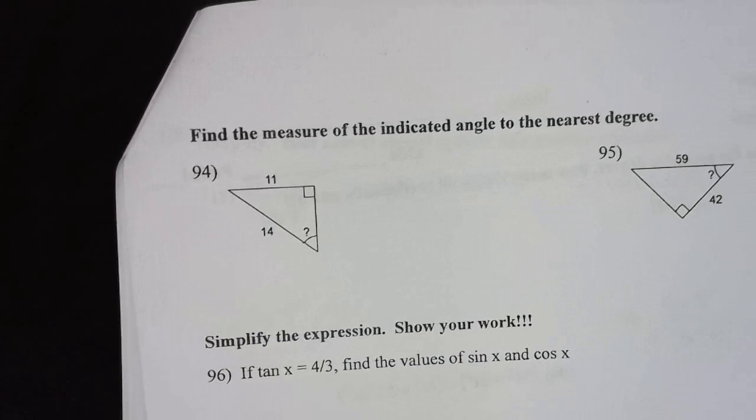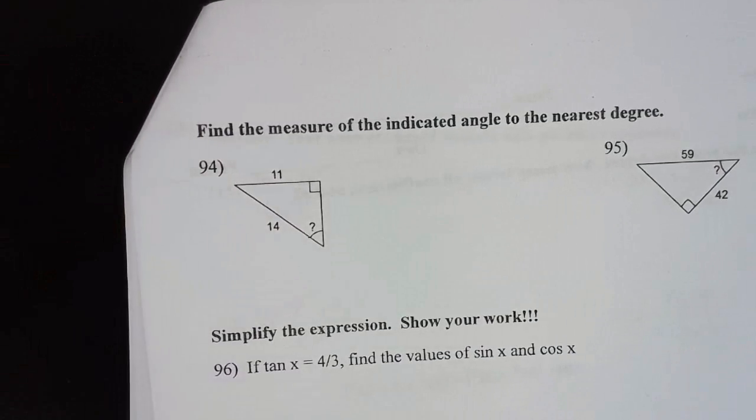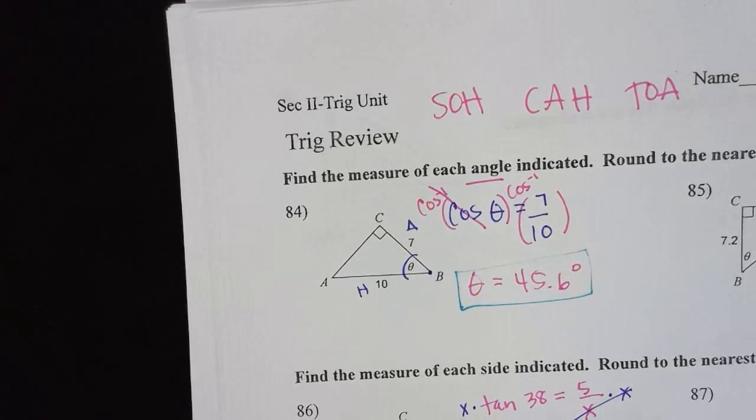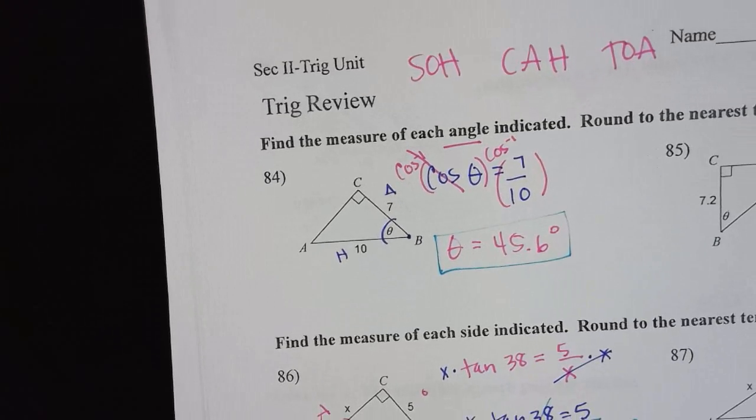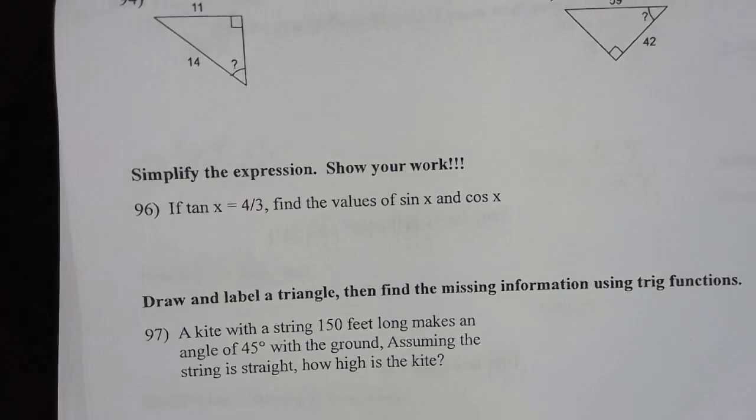Fantastic. Moving on, number 94. Find the measure of each indicated angle to the nearest degree. Now that's just like the ones we did on the other page. It's just like number 84. So if you need a reference, look at number 84. And I'm going to skip that one and move on.